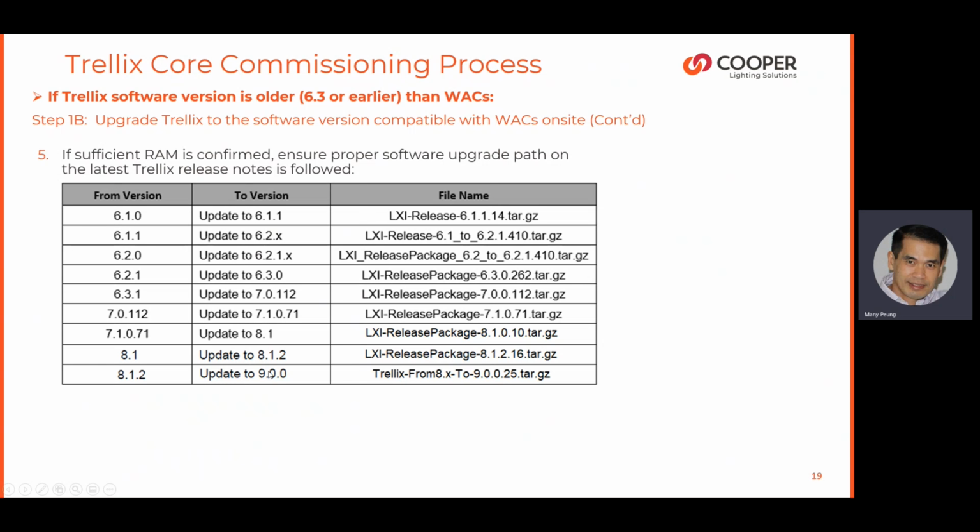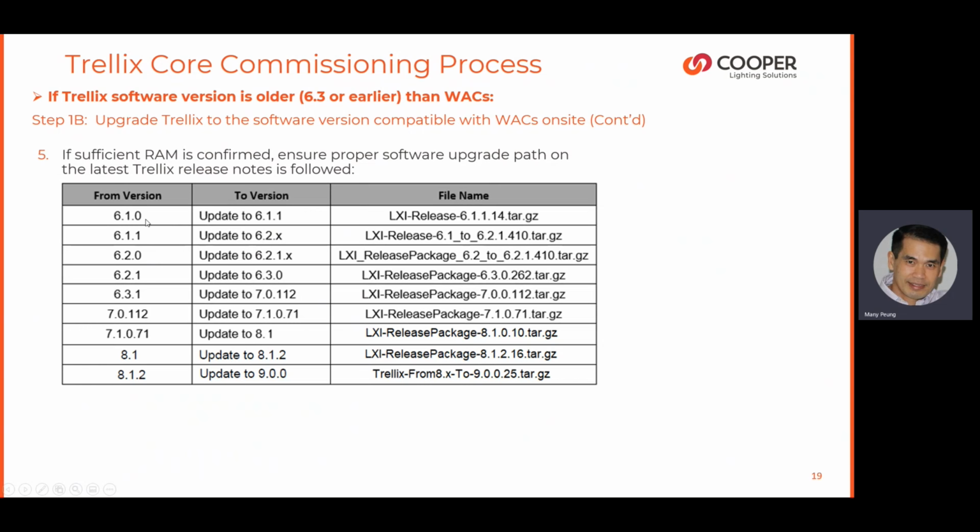Now that we have confirmed that the hardware is ready for upgrade, we have to make sure that when we upgrade the software, we follow the proper upgrade path, as you can see here. This is based on the latest release note of Trellix 9.0.0.25. Again, you can obtain this information from trellix.cooperlighting.com. And so these are the proper upgrade paths.